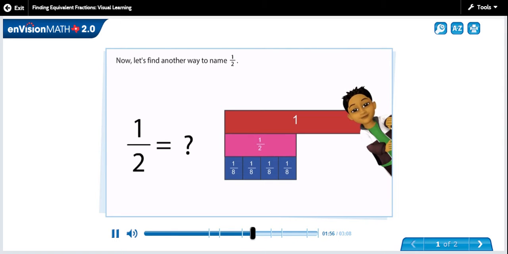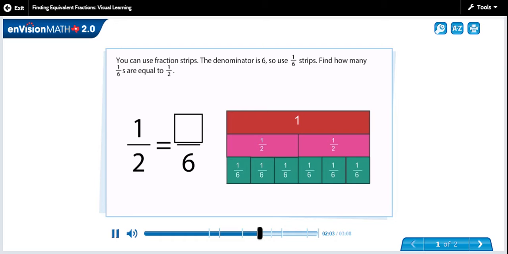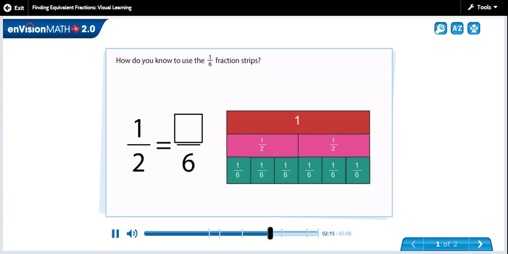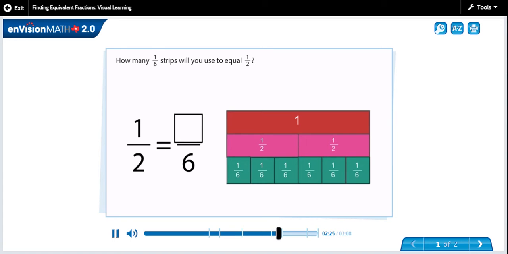Now let's find another way to name 1/2. You can use fraction strips. The denominator is 6, so use 1/6 strips. Find how many 1/6ths are equal to 1/2. How do you know to use the 1/6 fraction strips? The denominator of the fraction with the missing numerator is 6. How many 1/6 strips will you use to equal 1/2?